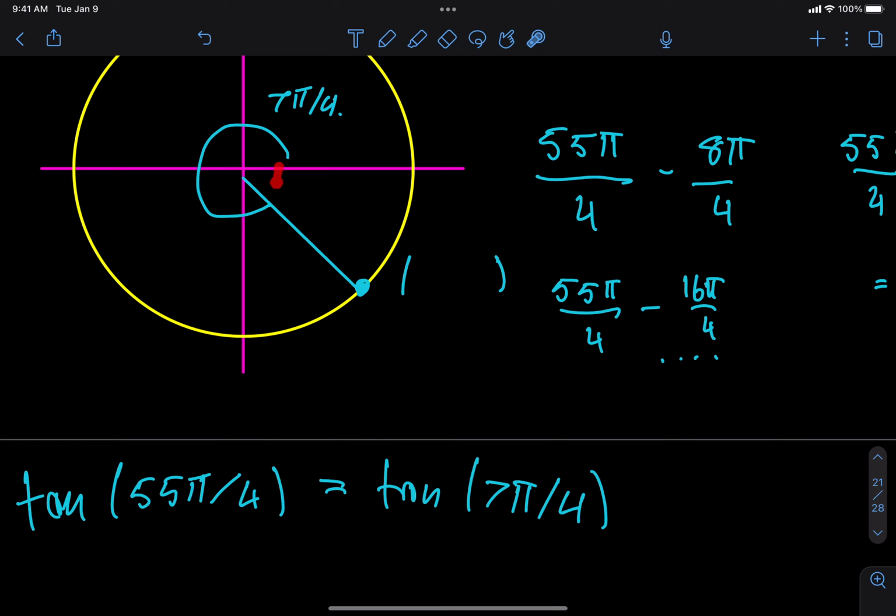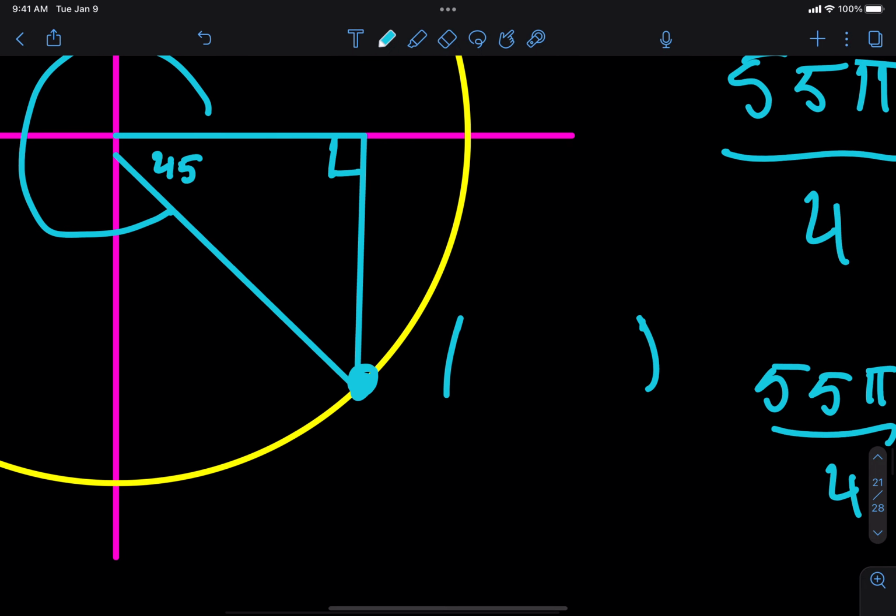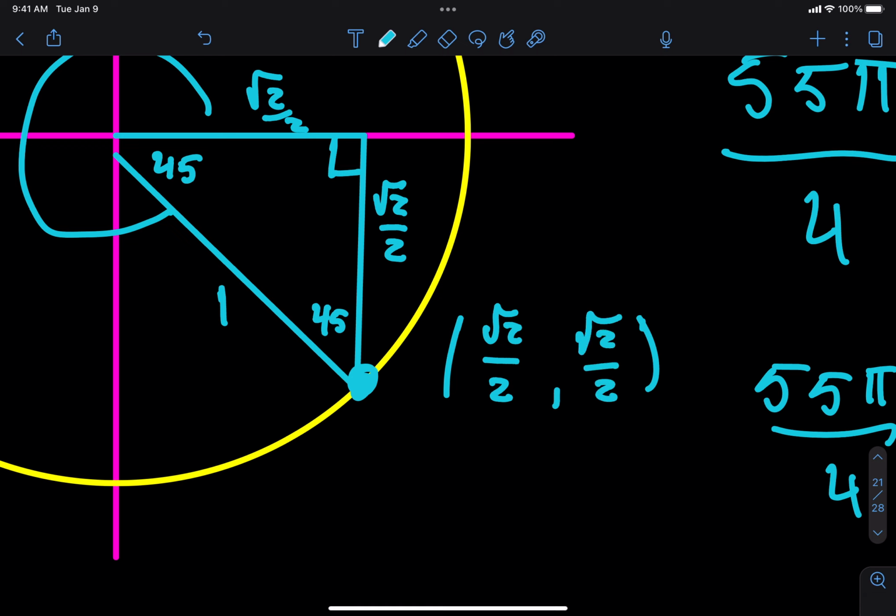Well, this angle here is 45, so I could draw a triangle like shown. This would be a 90. This angle here is 45. This angle here is 45. So what are the coordinates of this point going to be? Well, this length here is 1, so this length here would be the square root of 2 over 2, and this length here would be the square root of 2 over 2, so the coordinates of this point must be square root of 2 over 2, comma, square root 2 over 2, right?